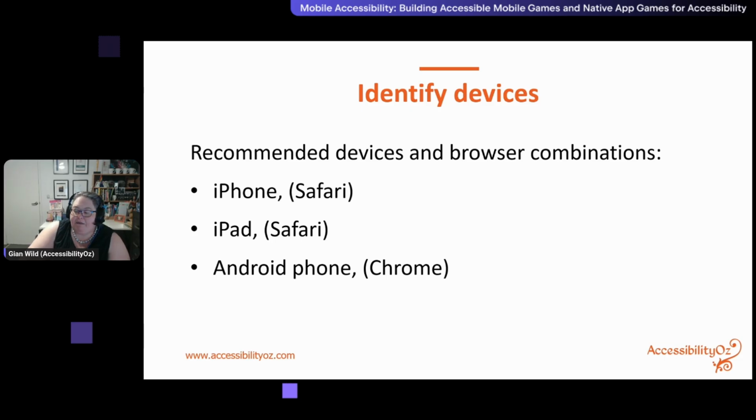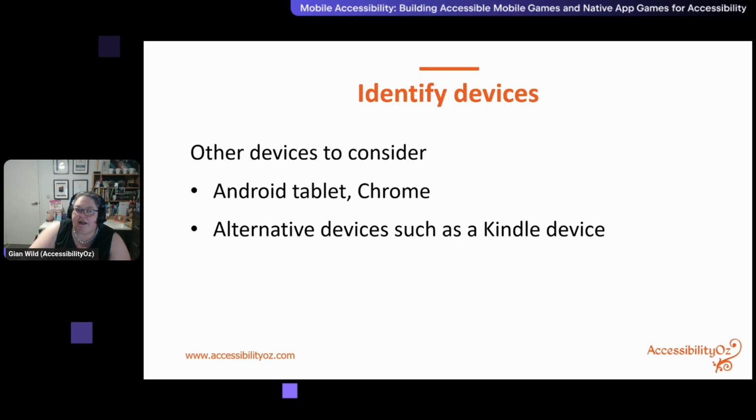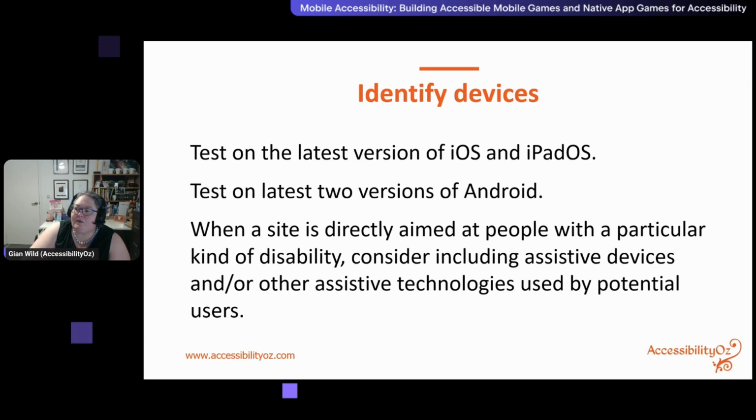The recommended devices and browser combinations are iPhone with Safari, iPad with Safari, and an Android phone with Chrome. You should also consider an Android tablet with Chrome and alternative devices such as a Kindle if your system can operate on those. The guidelines recommend that you test on the latest version of iOS and iPadOS and the latest 2 versions of Android. However, in the use of this testing methodology, I found that it's actually sufficient just to test on the latest version of Android. So that's something that you can do to reduce your testing.